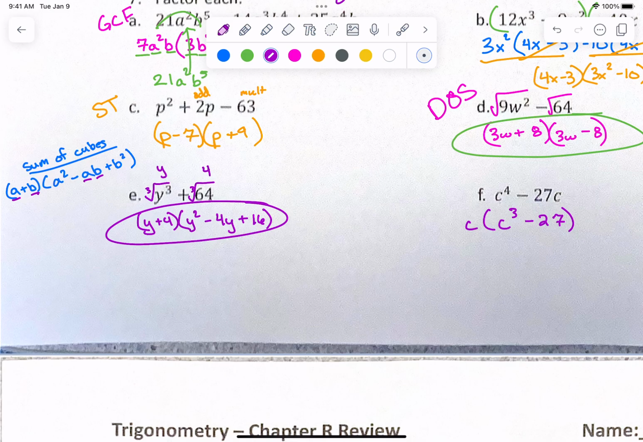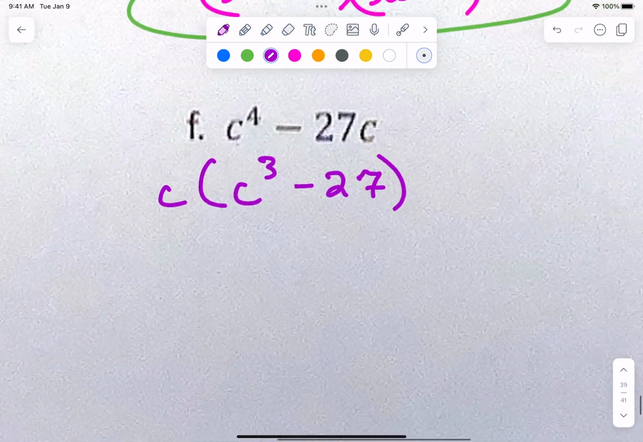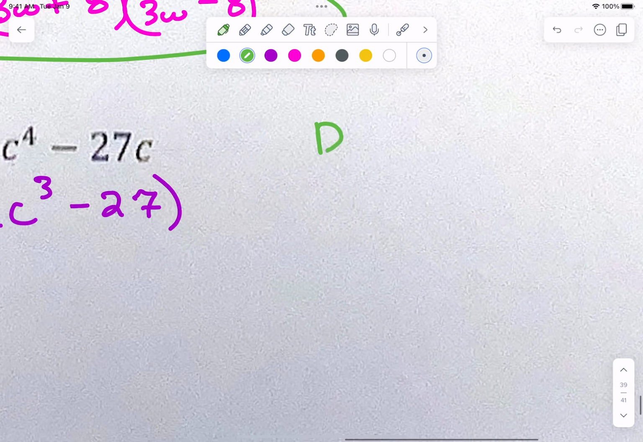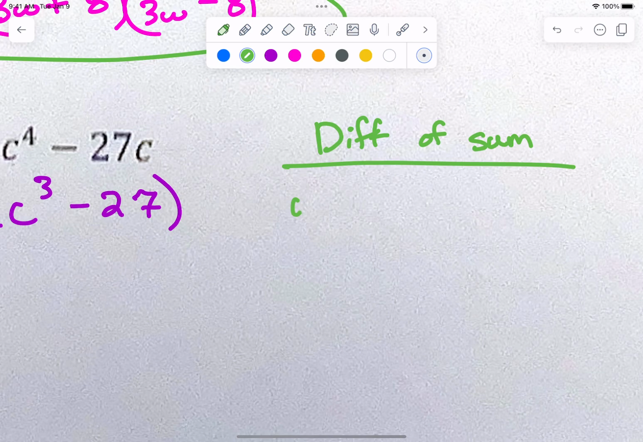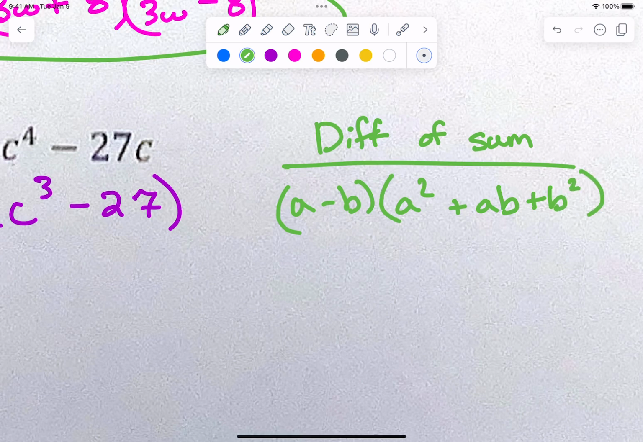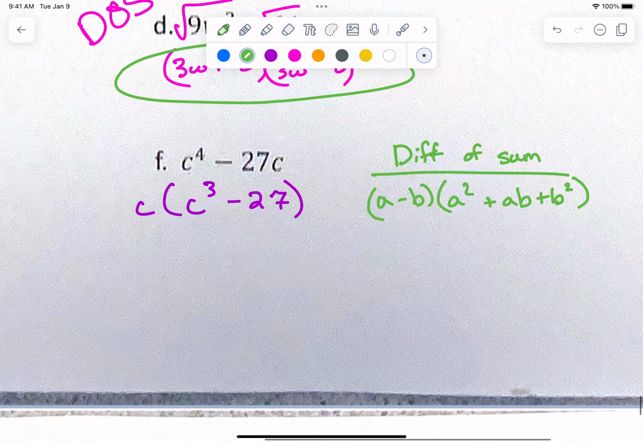Okay, this is a difference of cubes. But we gotta switch the signs, right? Chloe, did you get it going that fast? Yeah, it's going. Okay, so is this the one? This one is a difference of cubes. Difference of cubes looks the same as sum of cubes, except it is the opposite sign. So a minus b, and then here it's minus here, plus there, instead of plus and then minus. So that's what it looks like.